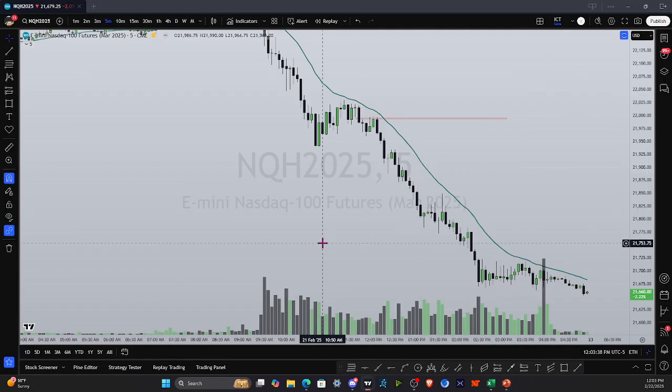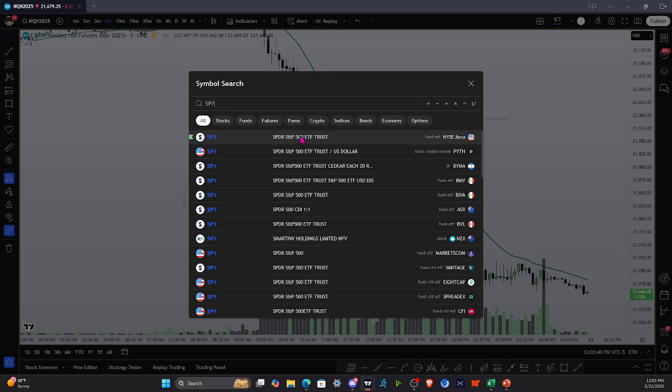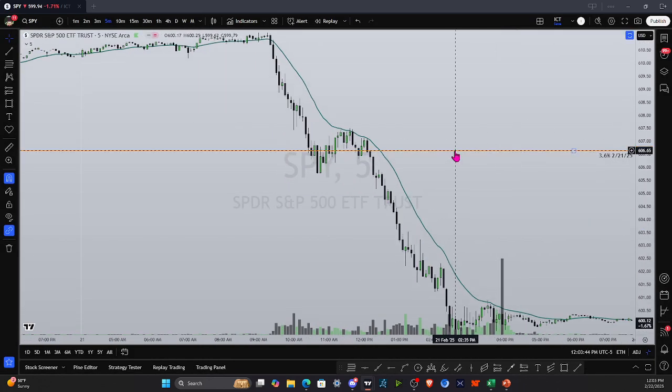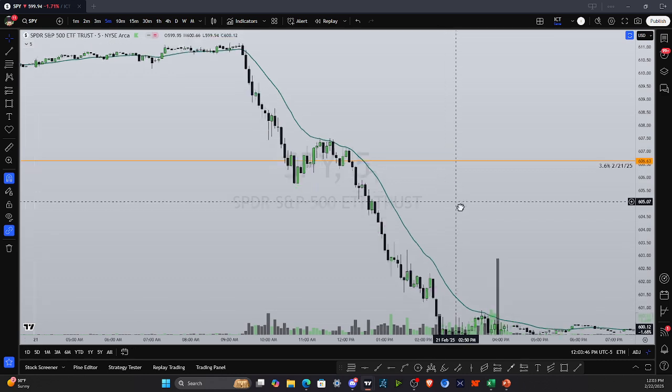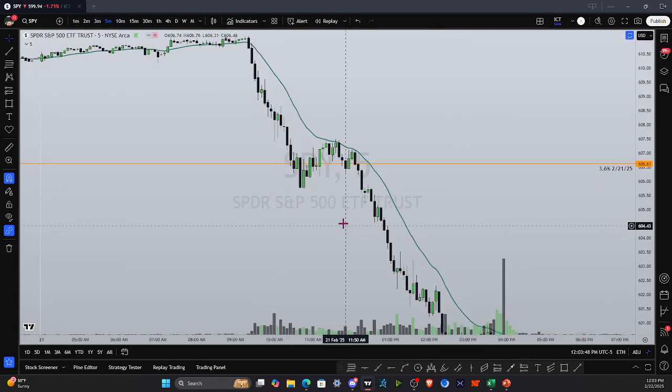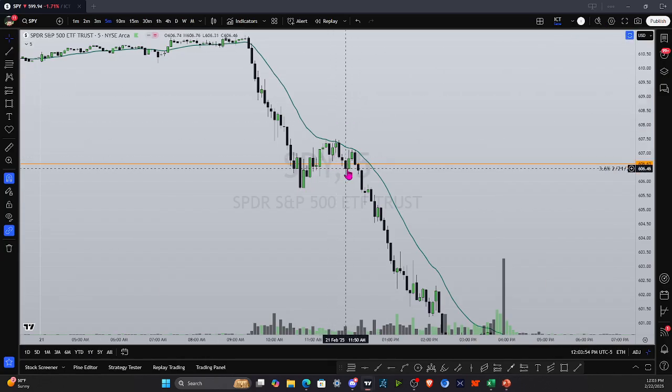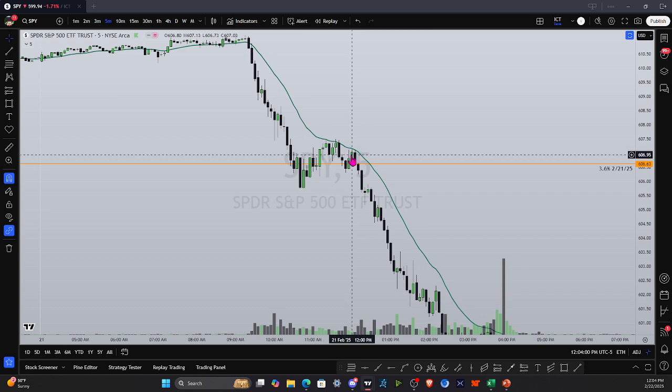So let's jump over to the SPY chart, which I did mark up this line. That's marked up here in yellow, and you can see we saw the second transaction come in at 12:01 market time, which is going to be right in this area here. So SPY is trading just above it at this point in time.